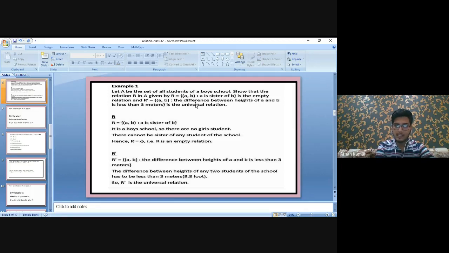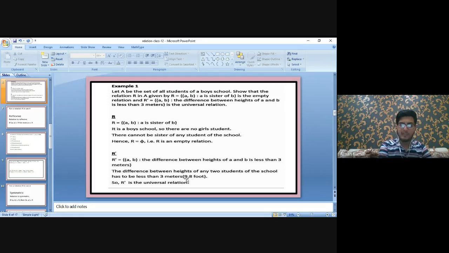Now second example, second relation, R dash is given as the set of ordered pairs (A, B) such that the difference between the heights of A and B is less than 3 meters, which is a universal relation. They are saying R dash is defined as the ordered pairs (A, B) such that the difference of the heights is less than 3 meters. 3 meters is nearly 9.8 feet. So if two boys are there, consider their difference of heights.